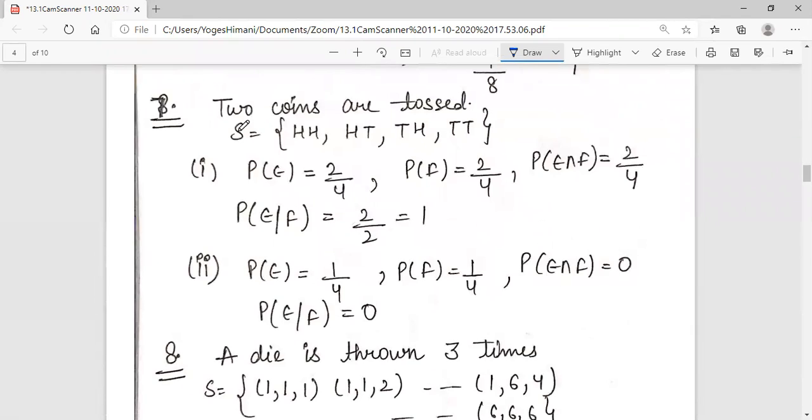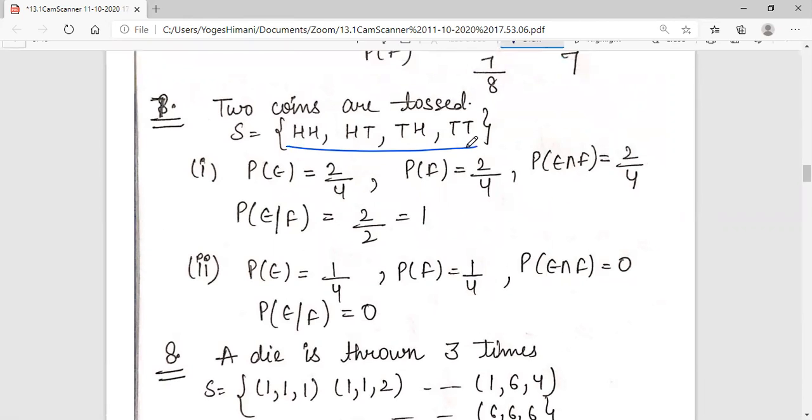Now question number 7: two coins are tossed. If you toss two coins, this will be the sample space. E is the event that a tail appears on one coin. On one coin, a tail should appear. How many cases are there? 1, 2. 2 by 4. Probability of F, one coin shows head. Again, two cases are there, 2 by 4. And what is the intersection? Both are the same, 2 by 4.